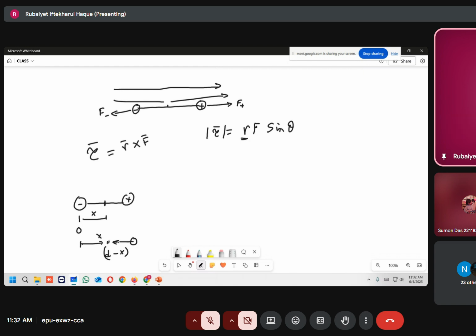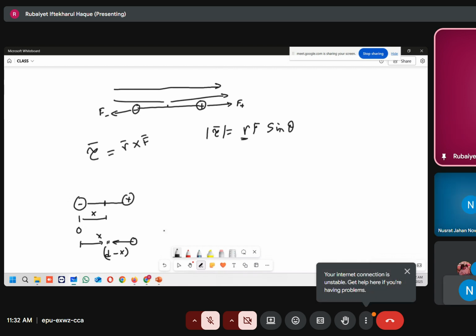That is the two different directions of the r. R is the vector component here, right? So the same thing is happening here. So we are going to calculate the torque. So let's see the torque negative.